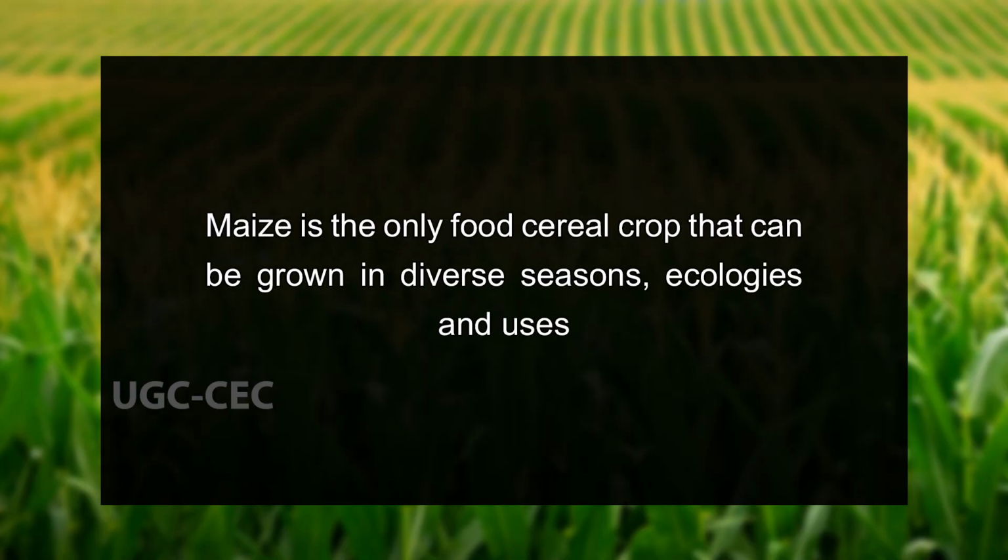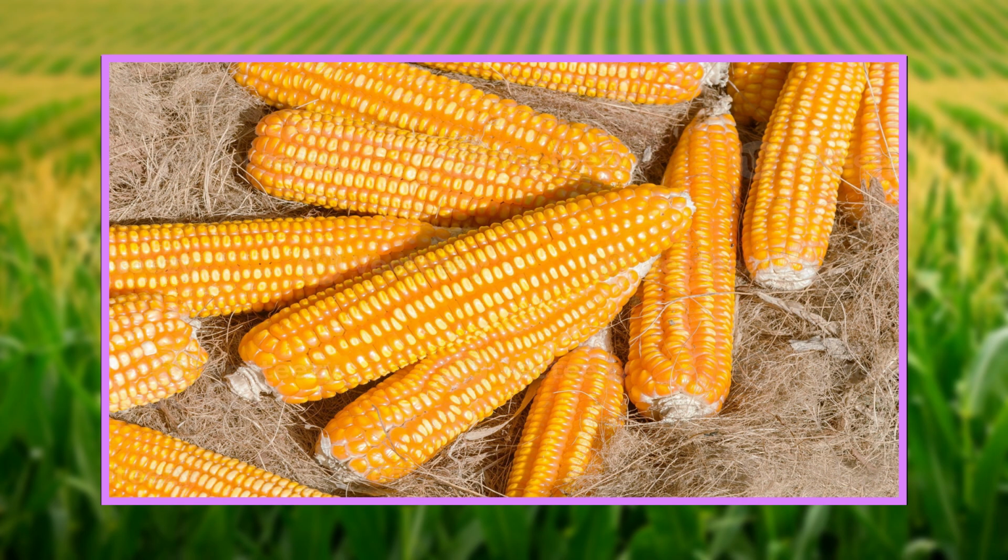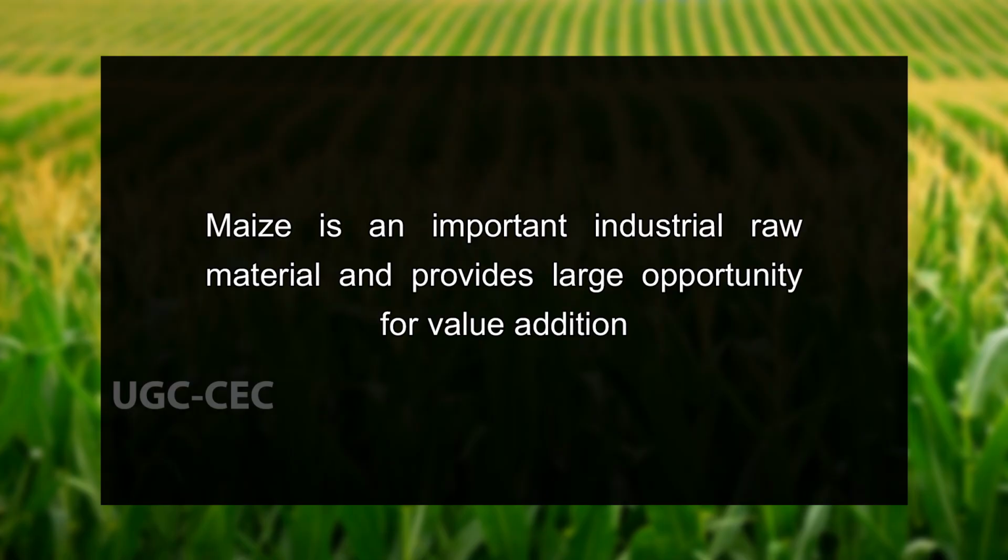It is the world's leading crop and is widely cultivated as cereal grain that was domesticated in Central America. It is one of the most versatile emerging crops having wider adaptability. Maize is the only food cereal crop that can be grown in diverse seasons, ecologies, and uses. Besides this, maize has many types like normal yellow, white grain, sweet corn, baby corn, popcorn, waxy corn, high amylose corn, high oil corn, quality protein maize. Apart from this, maize is an important industrial raw material and provides large opportunity for value addition.